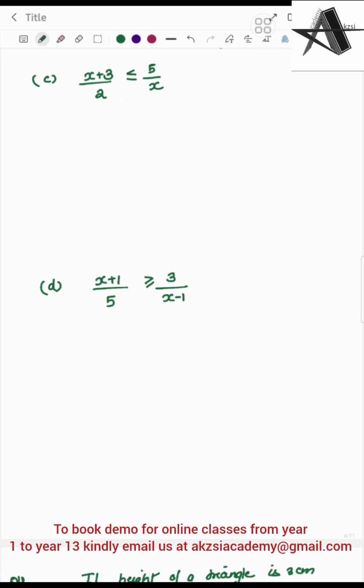Now the question is (x plus 3) over 2 less than or equal to 5 over x. To solve it, we need to cross multiply to simplify the equation. So cross multiply, and let me replace the inequality sign with equals to get the values of x1 and x2. (x plus 3) over 2 is equal to 5 over x. Cross multiply: x times (x plus 3) is equal to 5 times 2. x squared plus 3x equals 10. Bring it to the left hand side: x squared plus 3x minus 10 equals 0.